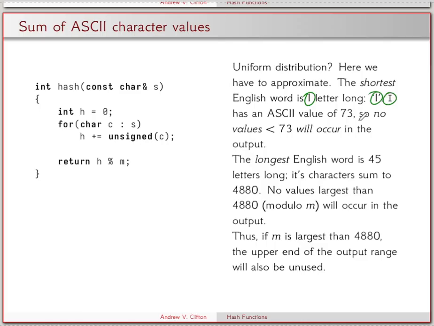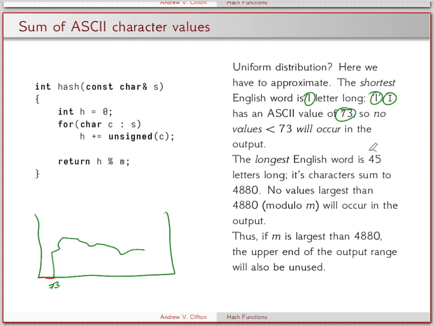Just a single letter I there. That has an ASCII value of 73. So if we plotted out the histogram, the chart starts at 73. It's something like that, and then the graph like that. So there's nothing but zeros before the 73.